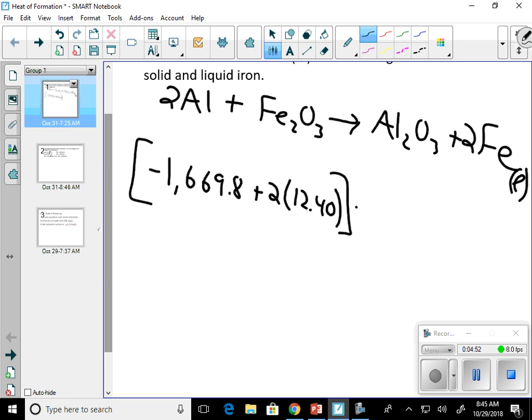Subtract from that all the reactants. 2 coefficient for aluminum. However, aluminum as a solid is its most stable state, so that's why it's given a value of 0. And then the iron 3 oxide I have as negative 822.2.